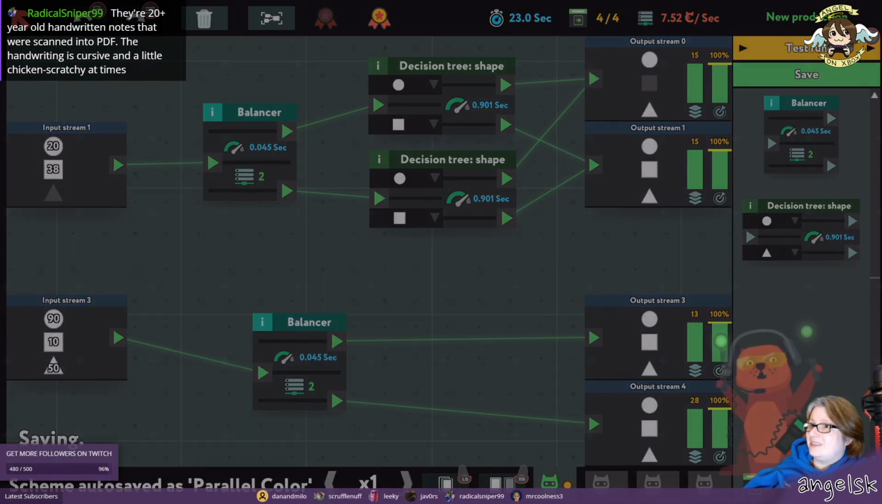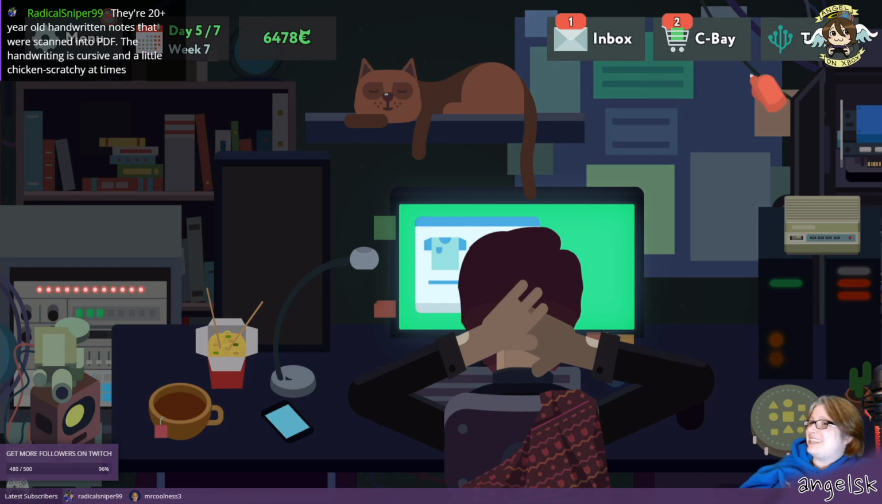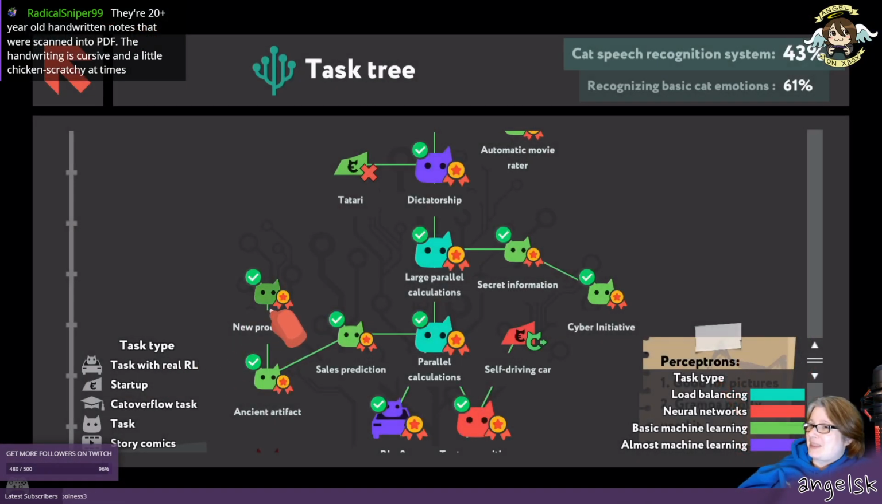Oh, yeah! Oh, it's got a gold. Their 20-year-old handwritten notes were scanned into PDF. Handwriting is cursive and chicken scratchy. Oh, that sounds hideous.